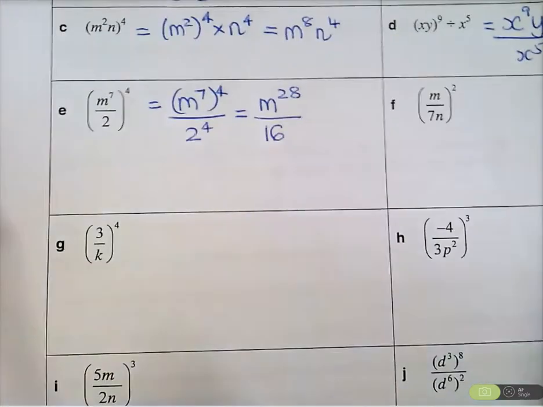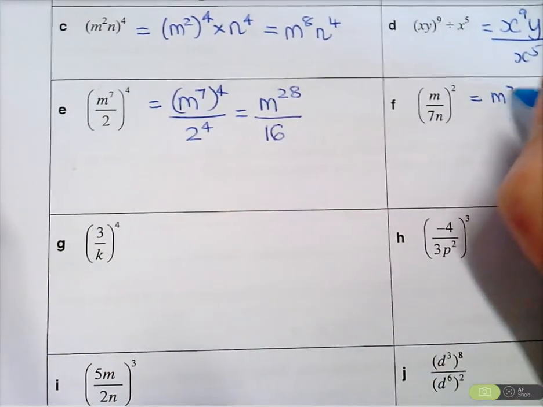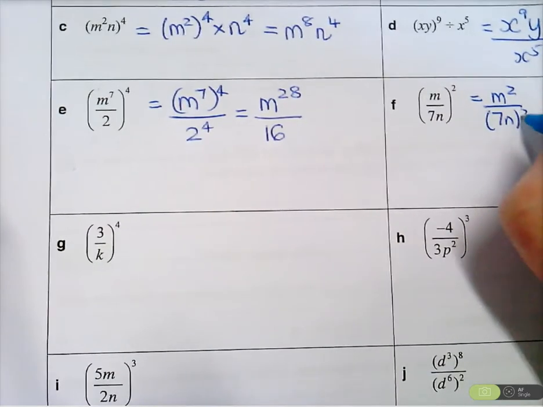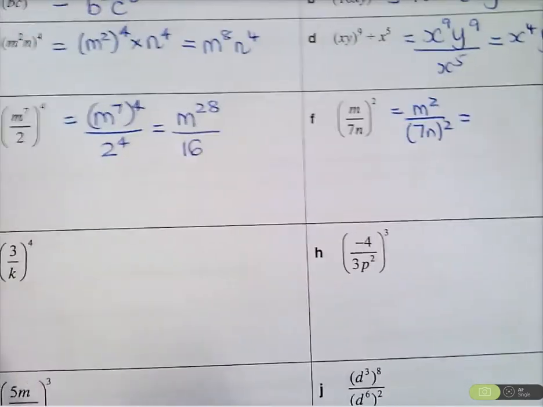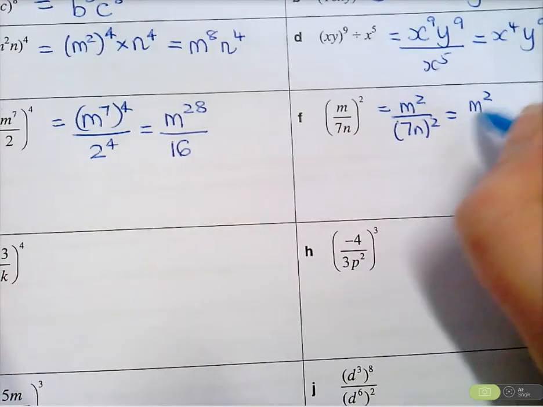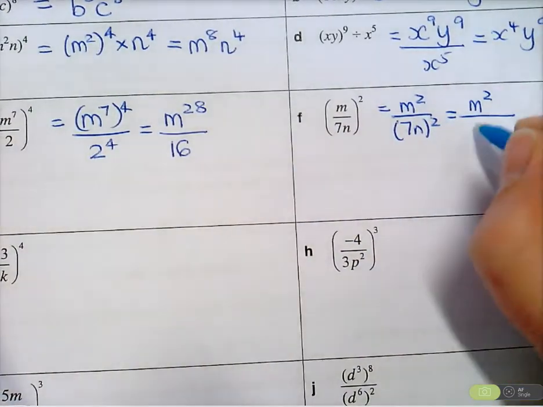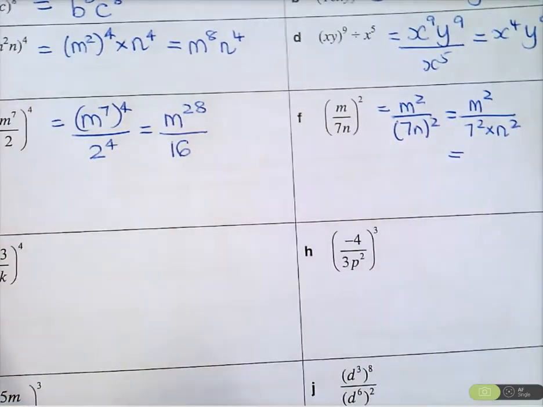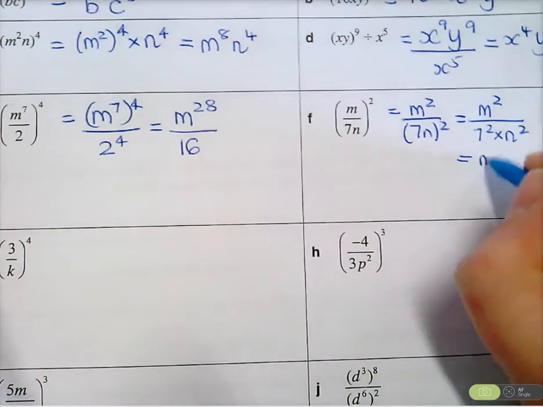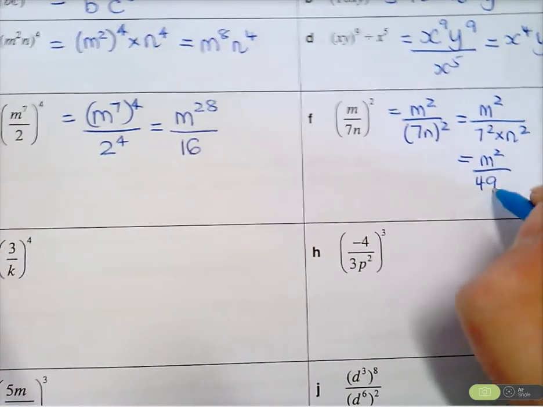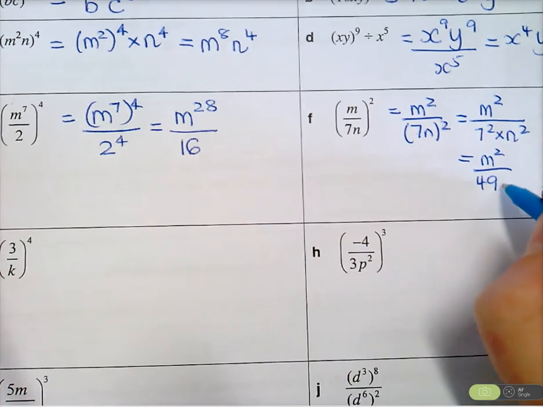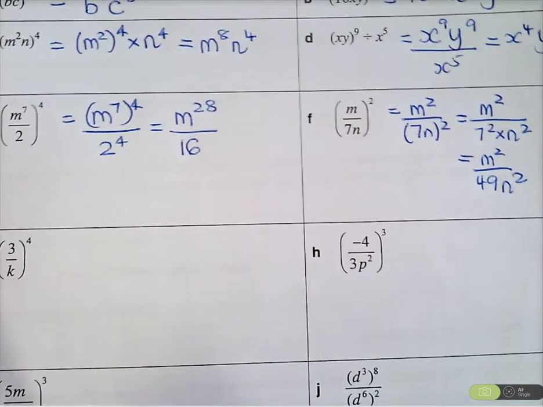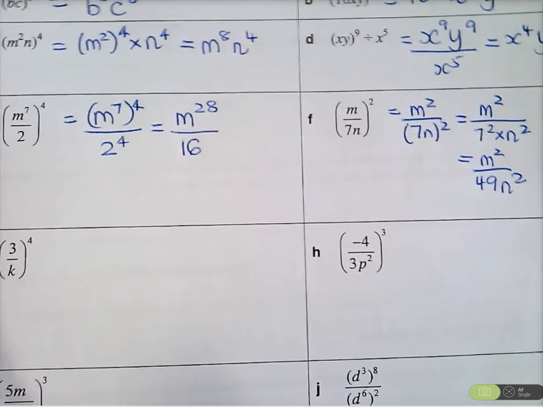Right, next one, the m is squared. And all of the 7n is also squared. So what do you get? M squared over, what's 7 squared? I can just separate it. 7 squared times n squared. What do you get? M squared over 49. Are we good? N squared. So girls, just each thing is to the power. Like multiplying, but this time we're dividing. All right, we keep going.